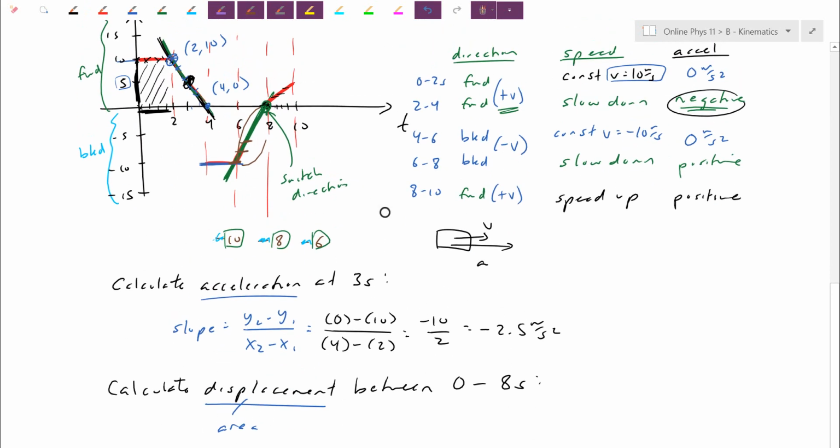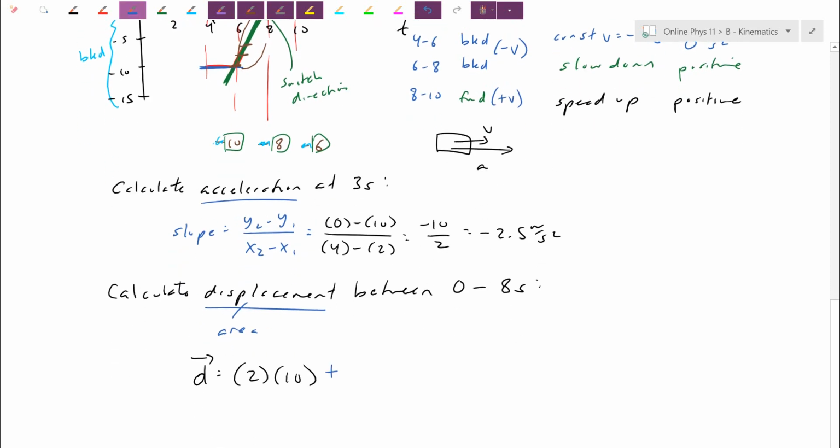In the next area here, oh no, this part is actually a triangle. As it becomes a triangle, we go base times height divided by 2. The base is 2, the height is still 10. So we're going to go 1/2 base times height. Right? So I'm only going to get 10 in that interval.